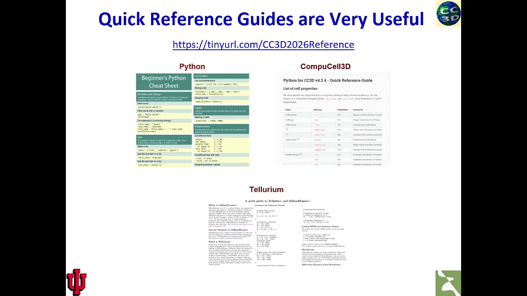A couple other quick reference guides. We have a subdirectory in the student materials folder, which is linked up here at tinyurl.com/cc3d2026 reference. This contains several reference guides, including our Python beginner's cheat sheet, our CompuCell quick reference guide, and a Tellurium quick reference guide. We find it useful if you have access to a printer to print these out and have them in front of you during the workshop for quick and easy referencing, or at least have them saved as PDFs to your desktop so you always have them accessible in the same place.